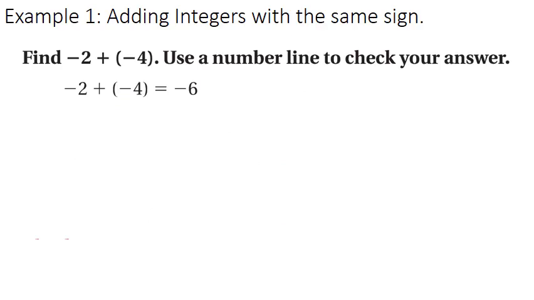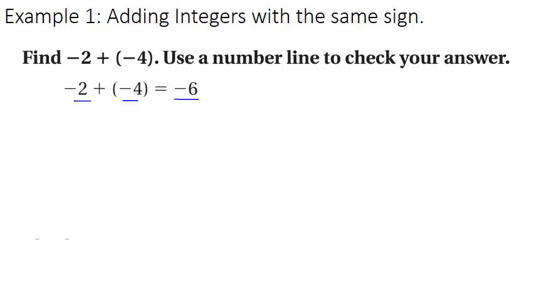So let's go ahead and look at our first example here. We want to add integers with the same sign. We're going to be finding negative 2 plus negative 4, and we're going to be using a number line to check our answer. As we look at this, we can first say, Mr. King said we don't have to pay attention to the sign at first. So we can just ignore this negative and ignore this negative. We say, 2 plus 4 is equal to 6. But remember, those were negative numbers, so we had 2 negatives here, 4 negatives here, and that makes it negative 6.